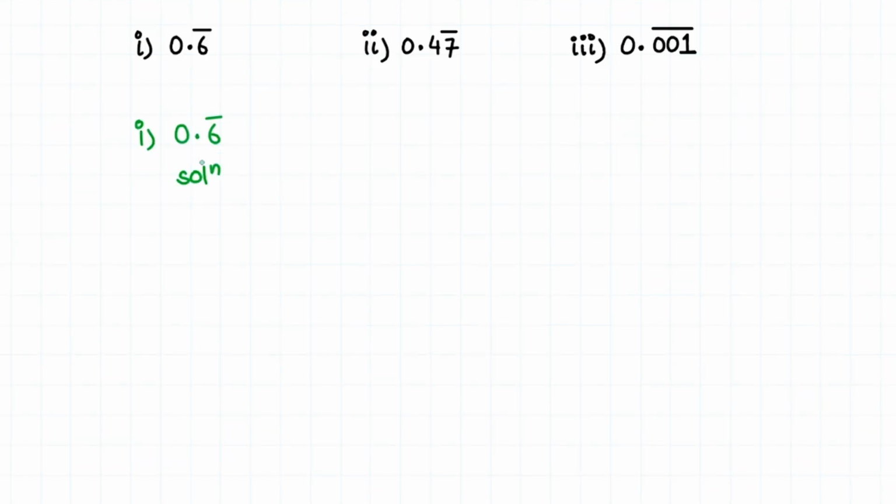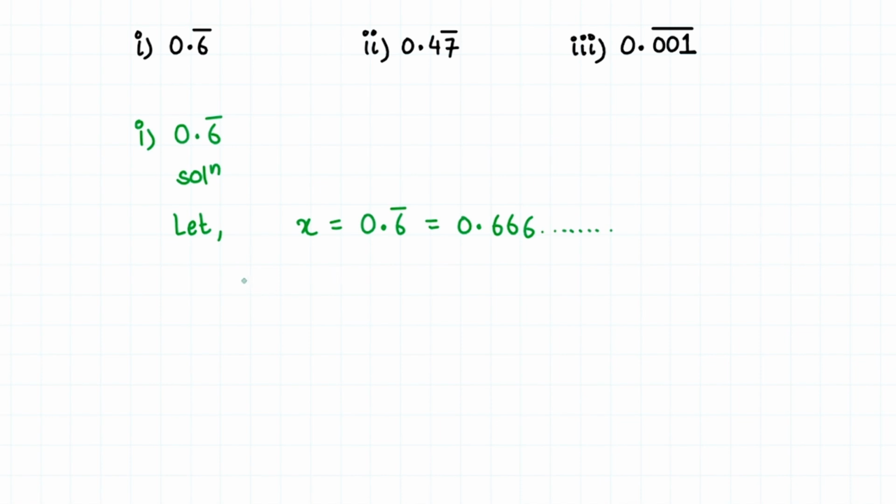To convert this decimal number into a fraction, the first step that you need to do is assume this 0.6 bar as x. So let x equal 0.6 bar. This means this 6 repeats continuously and it never terminates. So it's something like this.